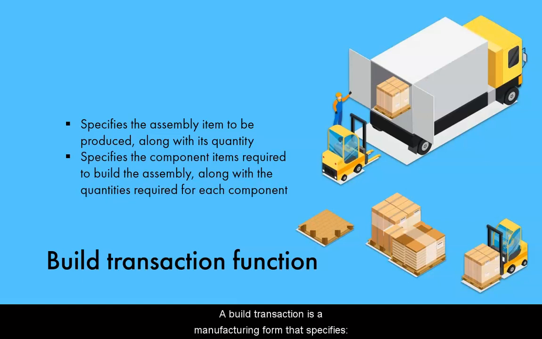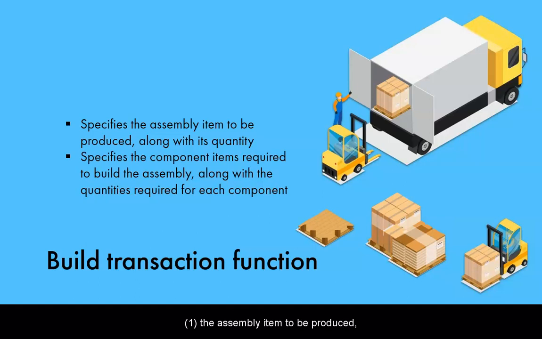A build transaction is a manufacturing form that specifies: 1. The assembly item to be produced, along with its quantity, and 2. The component items required to build the assembly, as well as the quantities needed for each component.